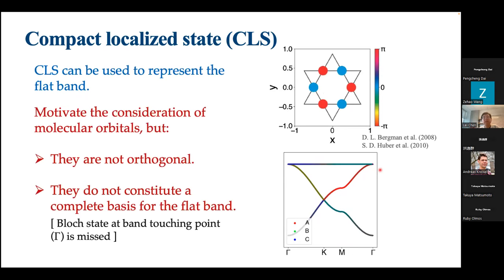But these compact localized states have the following disadvantages. One is that they are not orthogonal. This means that if we calculate the overlap between this compact localized state in two different unit cells, it is non-zero. And the second point is that they do not constitute a complete basis for this flat band. To be more specific, the Bloch state at this band touching point, the gamma point, should be removed to really construct this compact localized state.